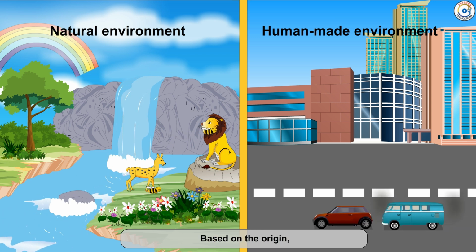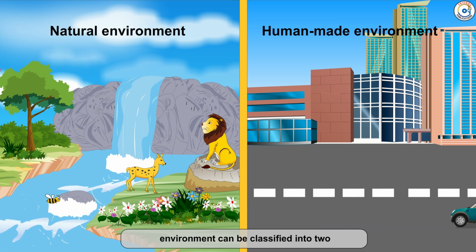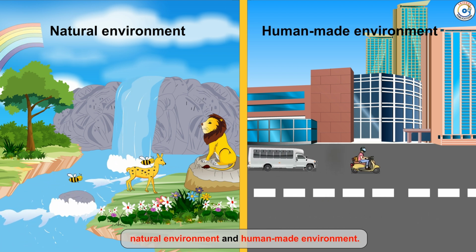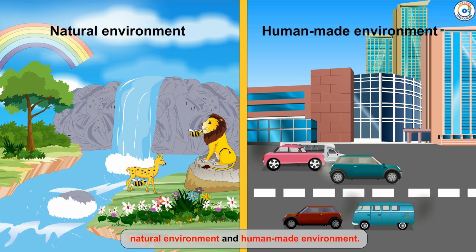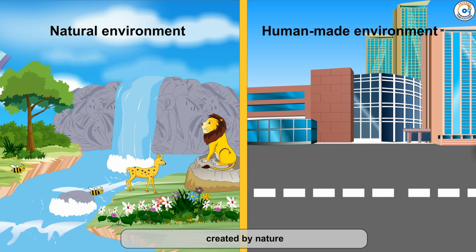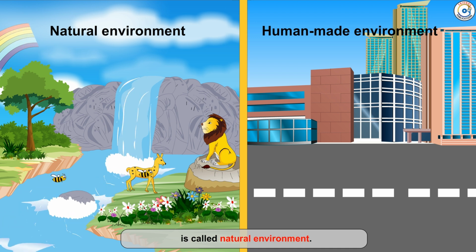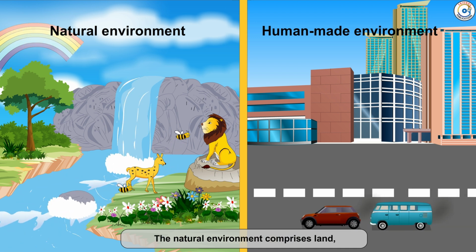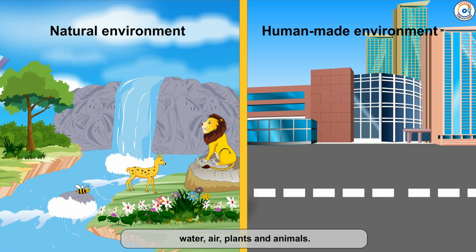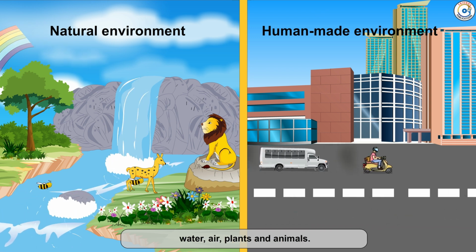Based on the origin, environment can be classified into two major components: natural environment and human-made environment. The environment that consists of all objects created by nature is called natural environment. The natural environment comprises land, water, air, plants and animals.